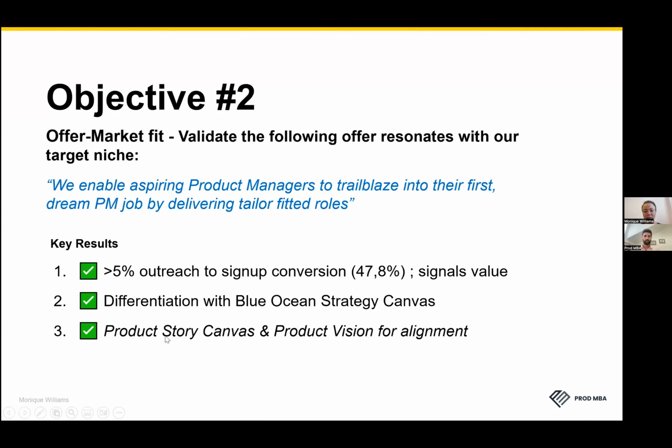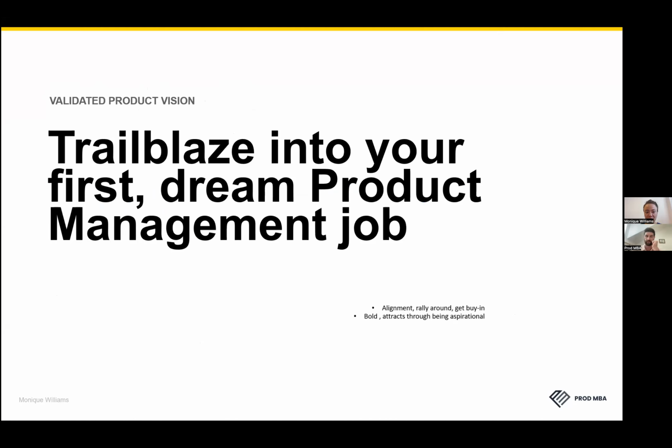And then last but not least, you can use that product story canvas and your product vision for alignment. Right, so the product vision that I validated reads, trailblaze into your first dream product management job. You can note here that I'm specifically using the word job instead of interview, what users said they wanted to achieve, right? They wanted to be placed through to that interviewing process. But I'm using job specifically because it's more bold, right? And it attracts users through being more aspirational. You can also use this for internal alignment with your stakeholders to really have that team rally around this vision and get your stakeholder buy-in.